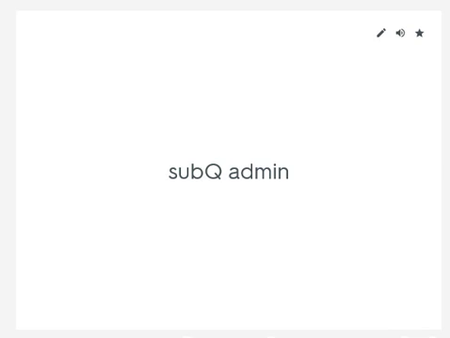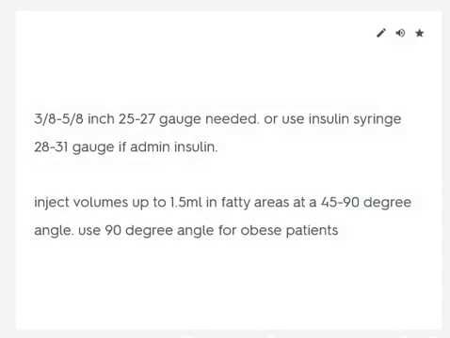Sub-Q administration. Use a 3/8 to 5/8 inch, 25 to 27 gauge needle, or use an insulin syringe, 28 to 31 gauge, if administering insulin. Inject volumes up to 1.5 mL in fatty areas at a 45 to 90-degree angle. Use a 90-degree angle for obese patients.